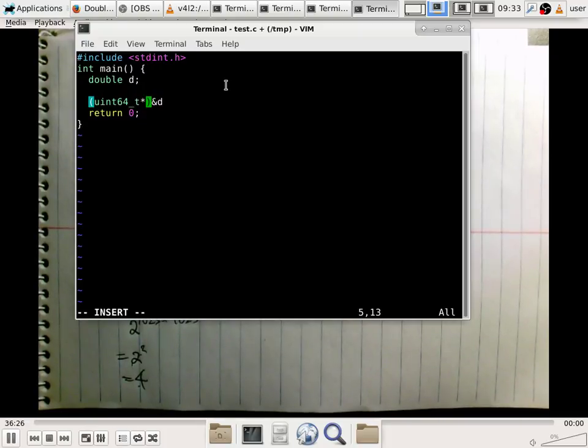So I'm going to do something like that. So what do we have now? What have I just introduced? What is that operator? It's a type casting operator. Okay, it's a typecast. In other words, I take D, which is a double, I take the address of a double, it becomes the address of a double, and then I cast it into a pointer or an address of a 64-bit integer. Is that okay?